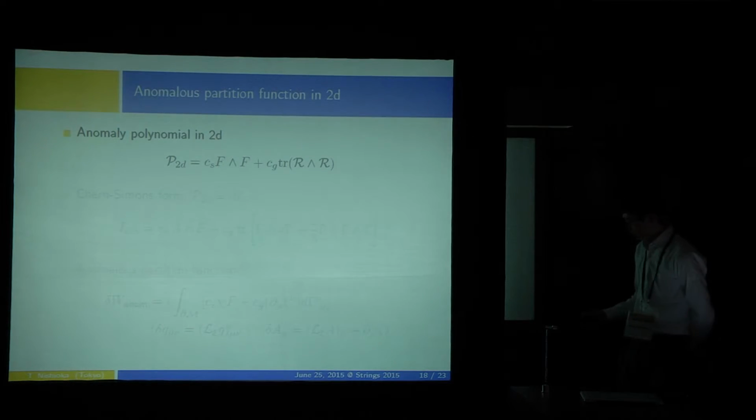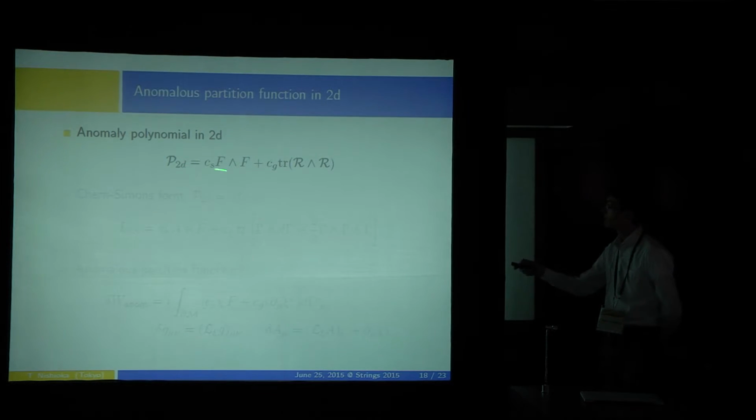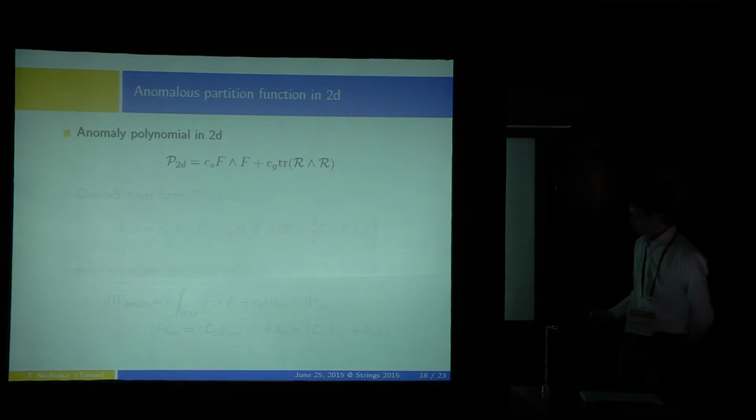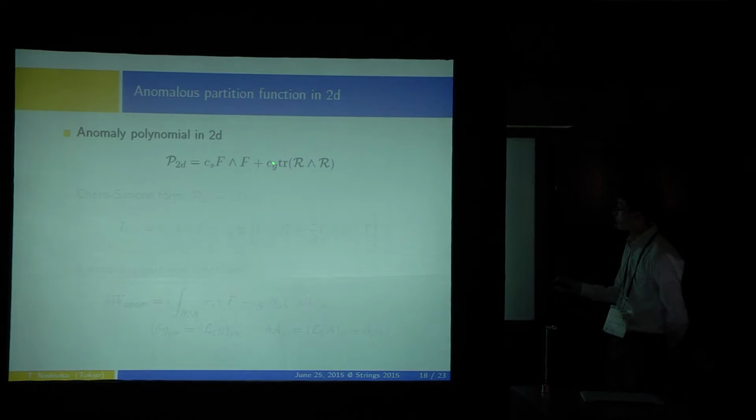In two dimensions, the anomaly polynomial is given by this. Basically, you have two contributions: one is a chiral anomaly, and the other is a gravitational anomaly. One is proportional to F squared, and the other is proportional to R squared, where you need to take a trace. This represents the gravitational anomaly coefficient, and this one is the chiral anomaly coefficient.